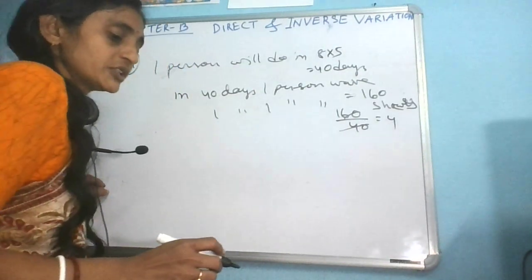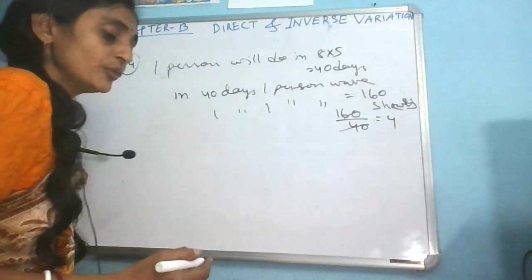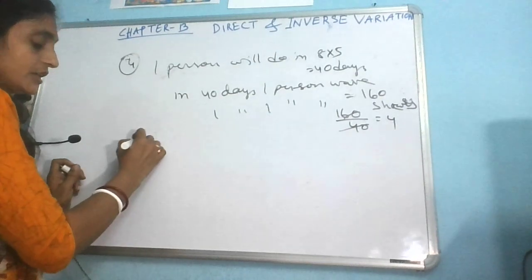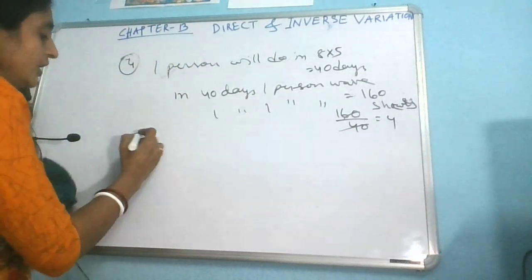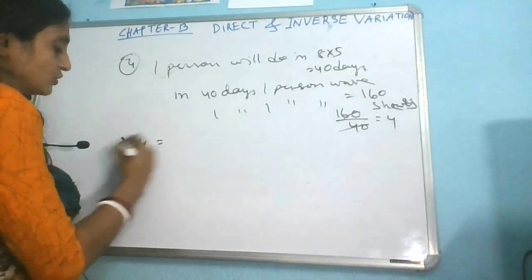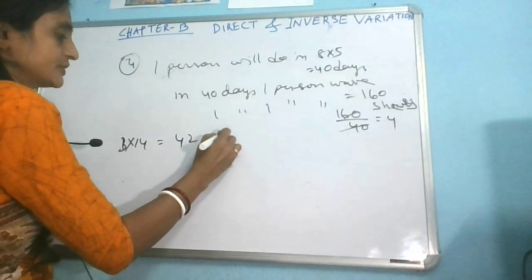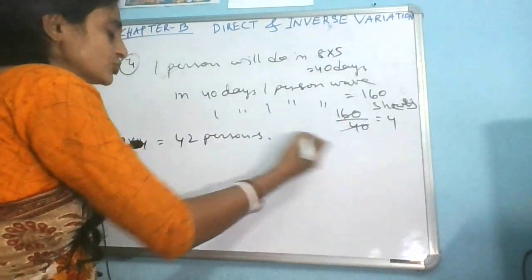If 3 persons are there for 14 days, so 3 persons in 14 days, what can we do? We can consider how many persons. It can be considered as 3 into 14, that means 42 persons. If we are considering 3 into 14, that is equal to how many persons we can get? That is equal to 42 persons. Okay, how many days will they take, or how many shawls can they make?